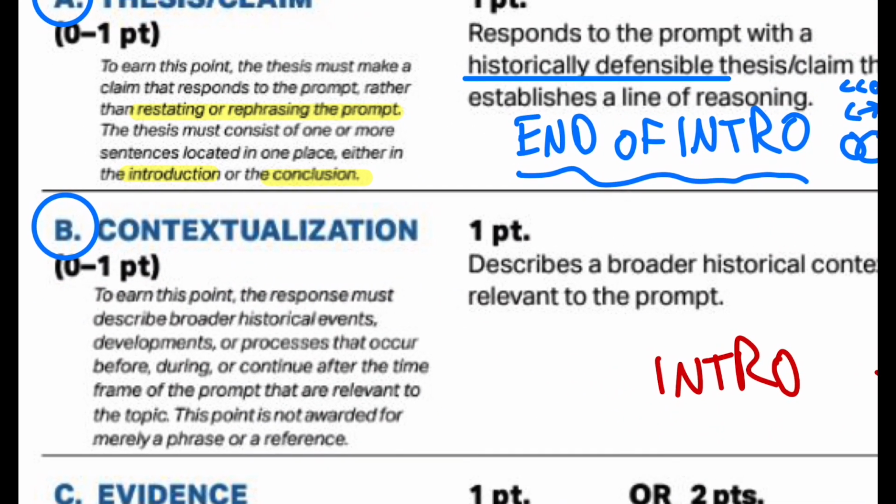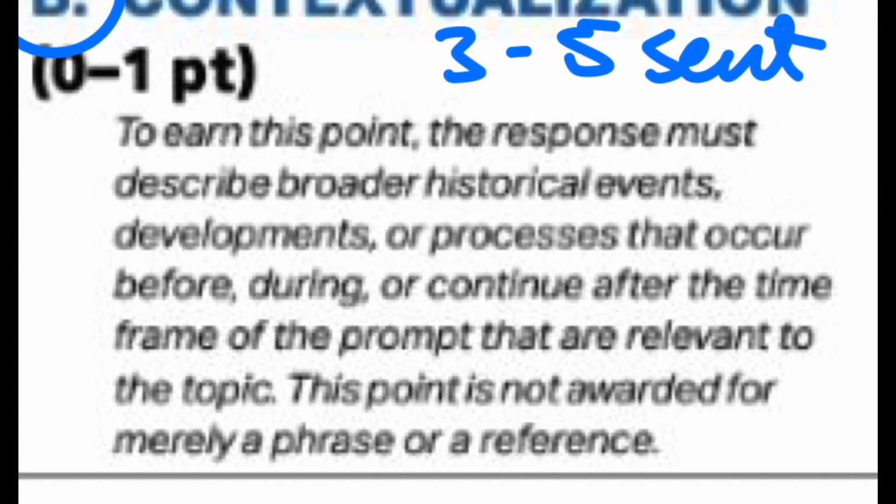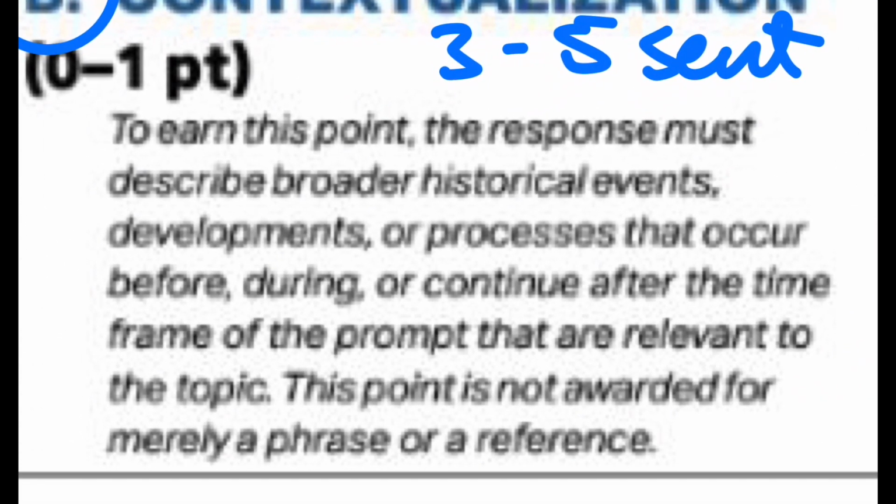Context is the remainder of the intro paragraph. So if thesis is 1 to 2 sentences, then your context is going to be 3 to 4 or sometimes even 5 sentences. And that's because the point cannot be rewarded for a phrase or a reference.